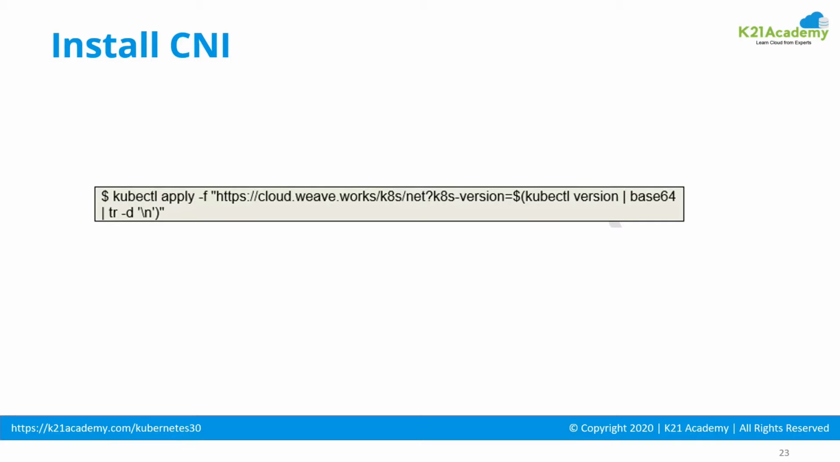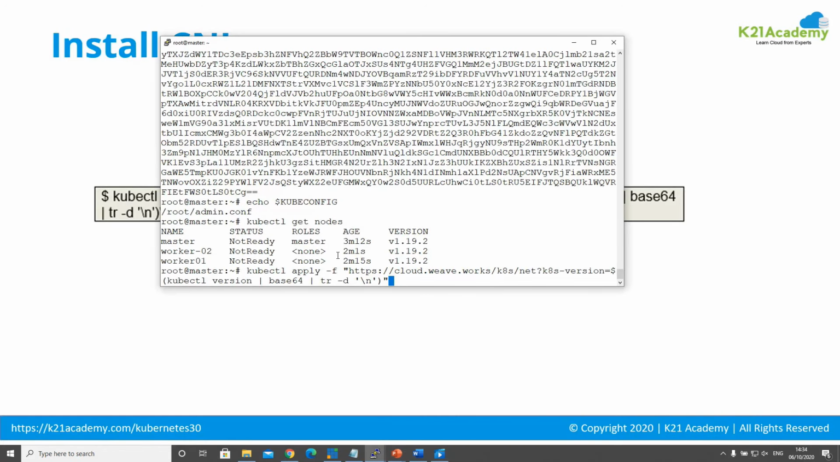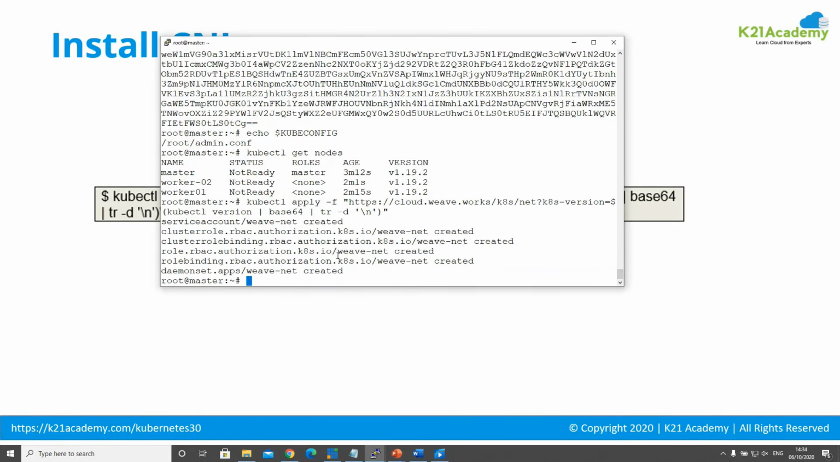And again, for the different networks, the documentation, I'll put it on our blog, ketonacademy.com/Kubernetes 30. So I'm going to run it on the master node, and the master node will apply that. If you see, it has created all the network. It has also created all the role-based access control, RBAC, and the authorization and permissions.